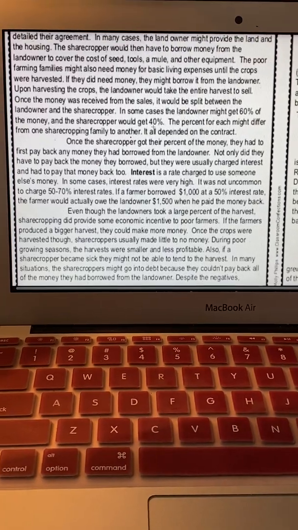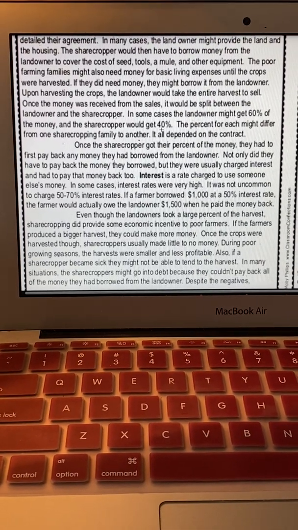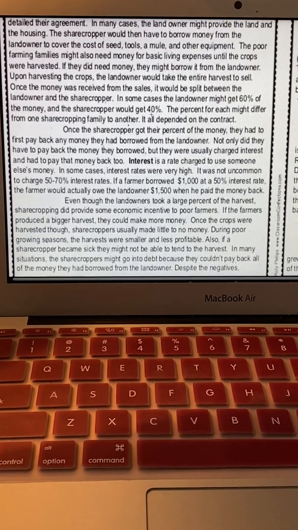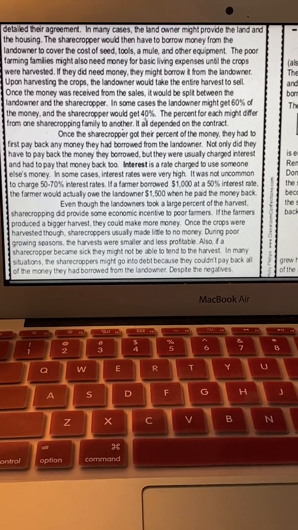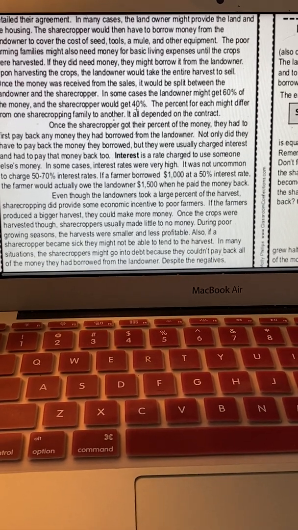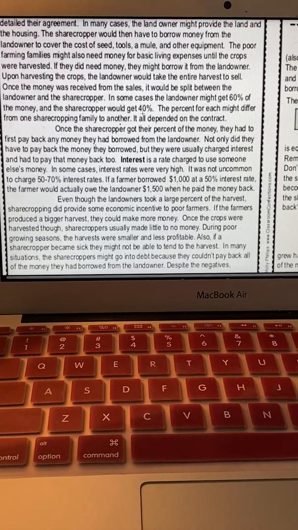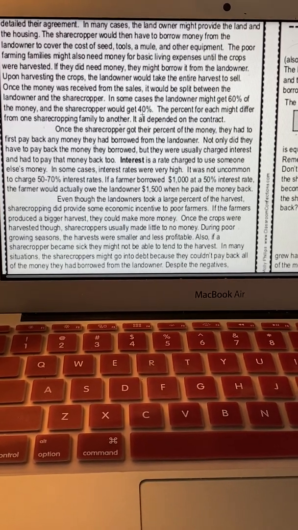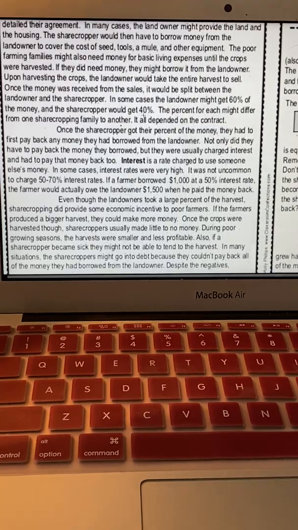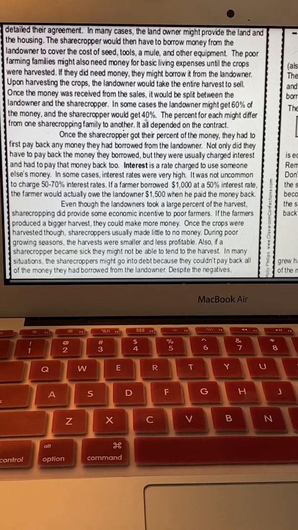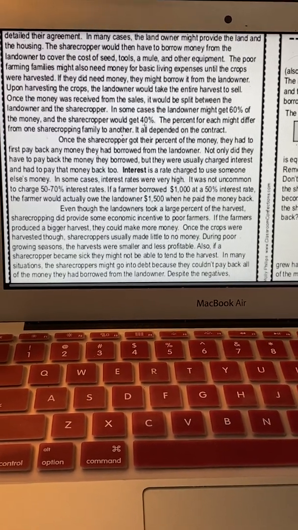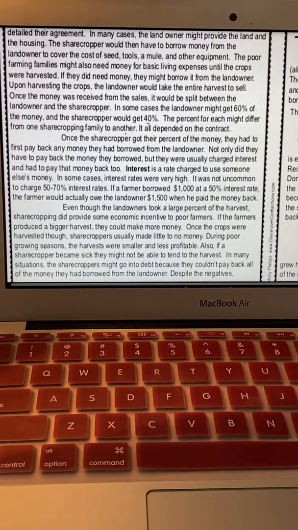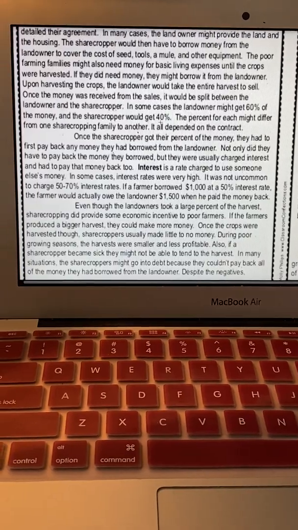Even though the landowners took a large percent of the harvest, sharecropping did provide some economic incentive to poor farmers. If the farmers produced a bigger harvest, they made more money. Once the crops were harvested, though, sharecroppers usually made little to no money. During poor growing seasons, the harvests were smaller and less profitable. Also, if a sharecropper became sick, they might not be able to tend to the harvest. In many situations, the sharecroppers might have to go into debt because they could not pay back all of the money that they had borrowed from the landowner.